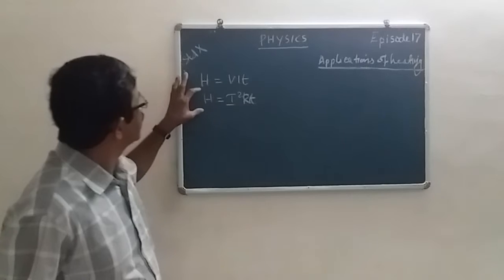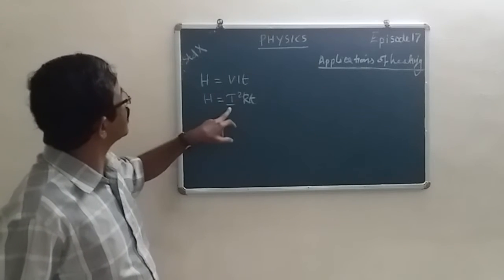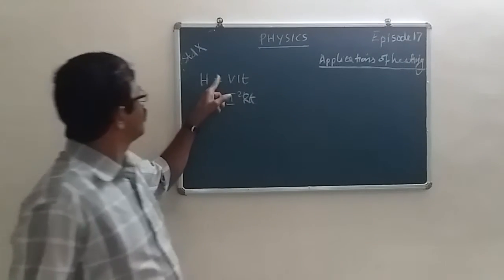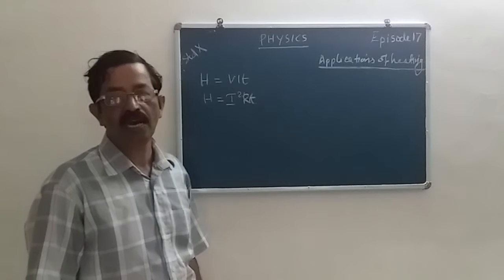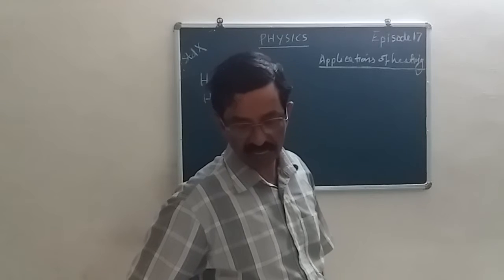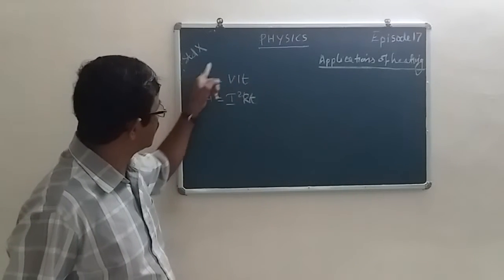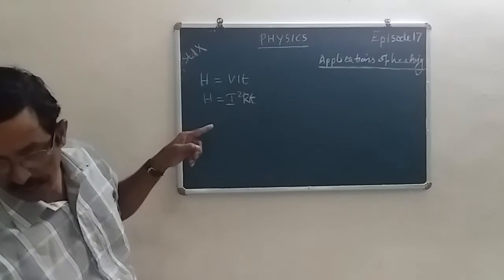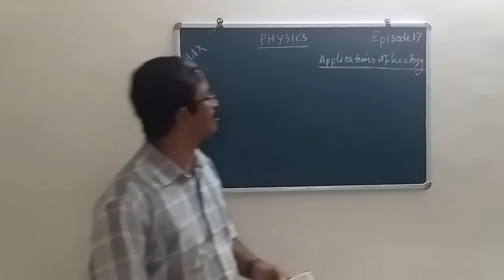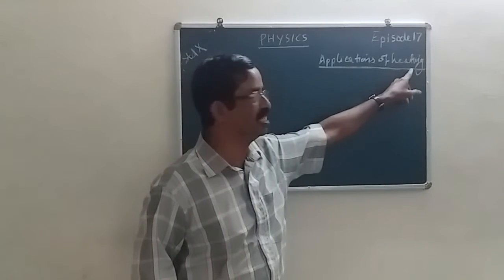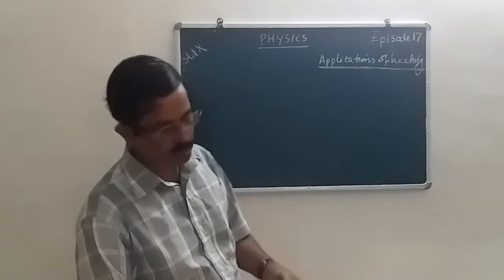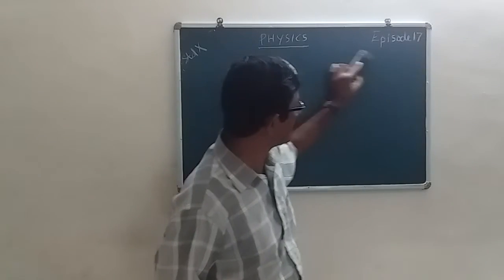Now see, this current can be measured using an ammeter, by the relation I is equal to V by R, where R is the resistance. With these relations, we want to solve the two problems given here. Before we discuss the applications of the heating effect of electric current, we can solve those problems first.